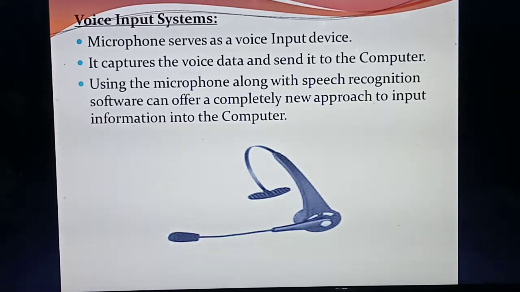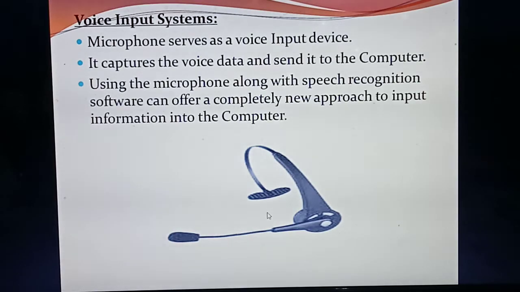So the next input device is the voice input system. The name itself says it: you are giving voice as input. This is the microphone. You might have seen in reality programs or other programs that they have fixed these kinds of phones near the ear, isn't it? Yes, this is the microphone. This microphone is mainly used to give voice input.